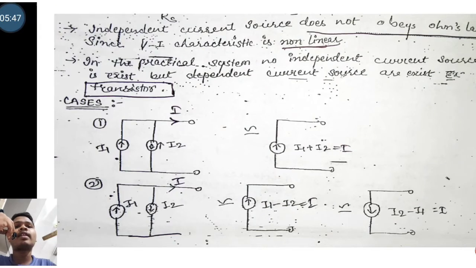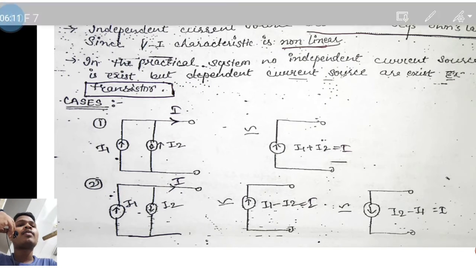Now coming to the next slide. An independent current source does not obey Ohm's law since the VI characteristic is non-linear. Why? Because it does not obey Ohm's law. In practical systems, no ideal independent current source exists, but an independent current source exists in the transistor.